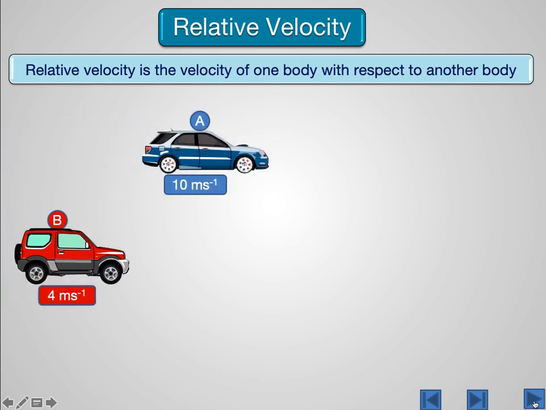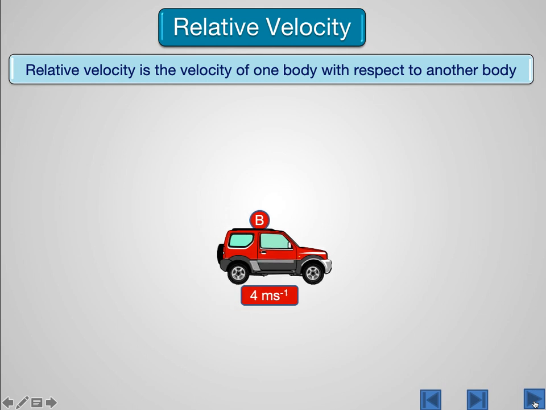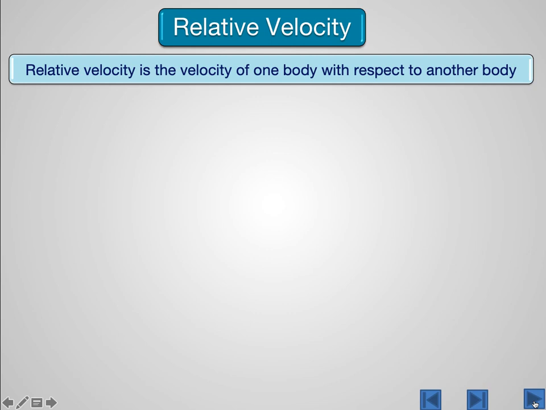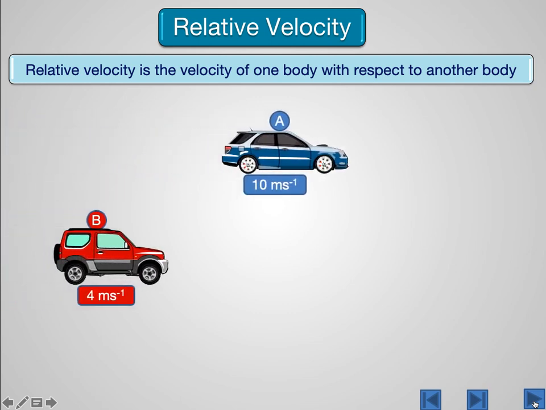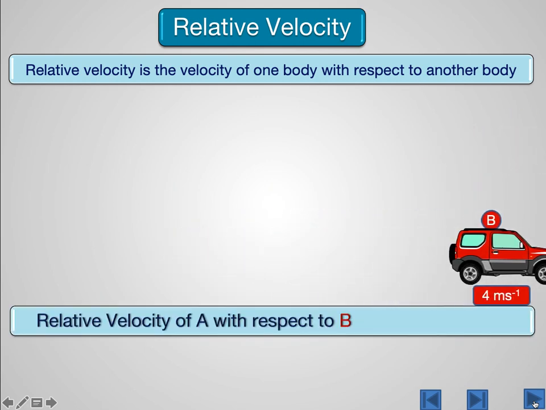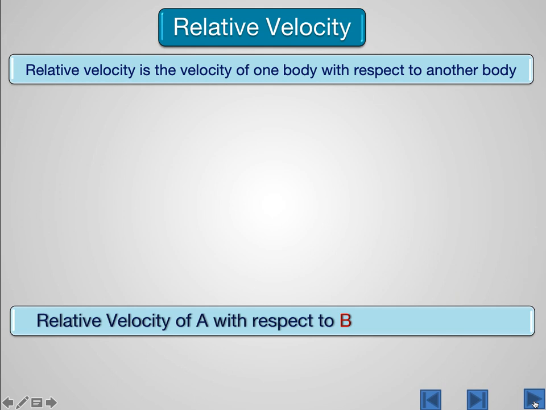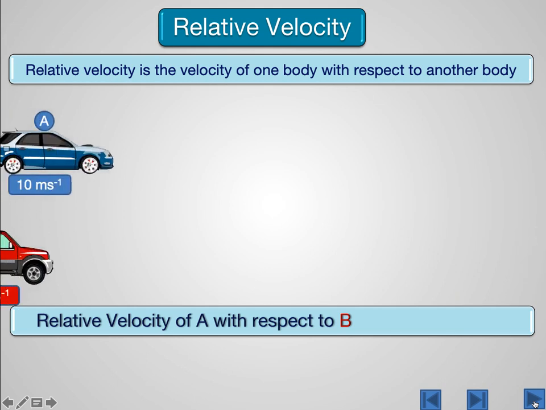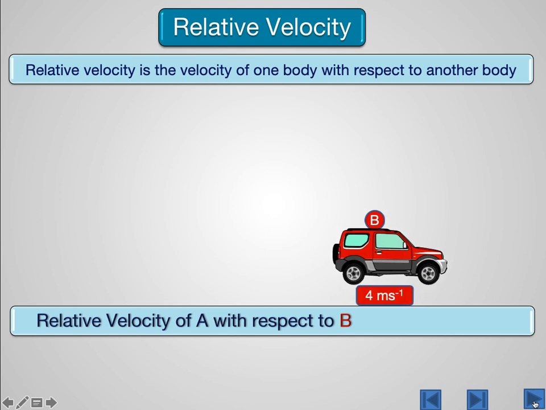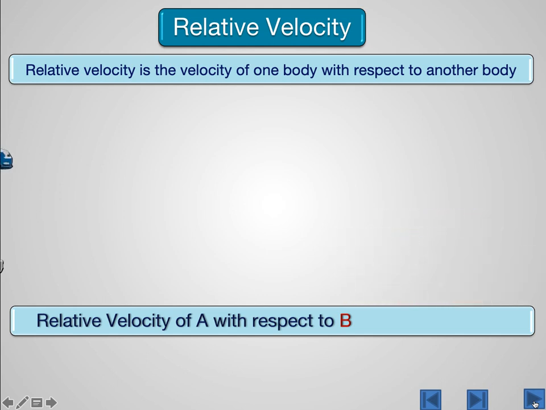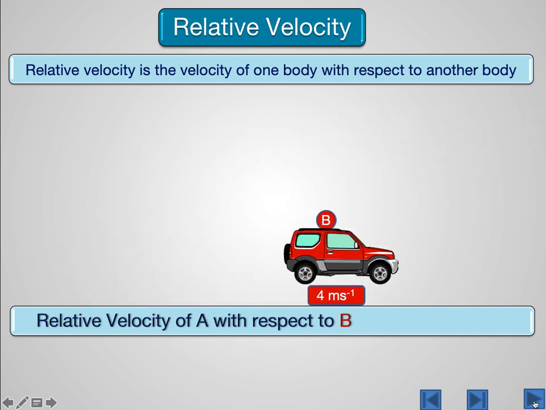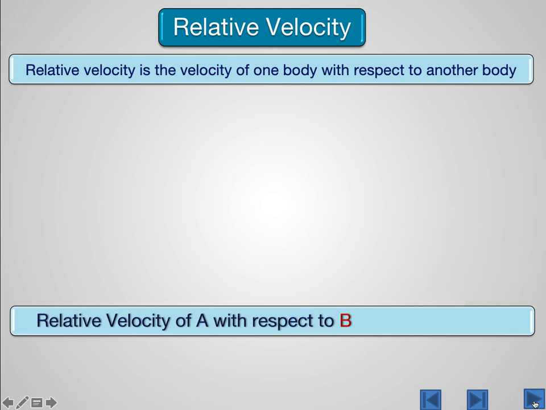Two cars A and B are moving in the same direction. Car A is moving faster. Car A was moving at a speed of 10 meter per second and car B was moving at 4 meter per second. The question is, what is the relative velocity of A with respect to B? Means, if you are a person sitting inside car B and you are looking at car A, how fast do you feel car A is going? What's the velocity of car A if you compare with car B? That's the question. Let's see how to do this.